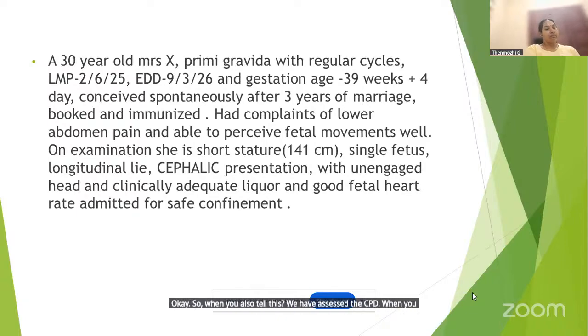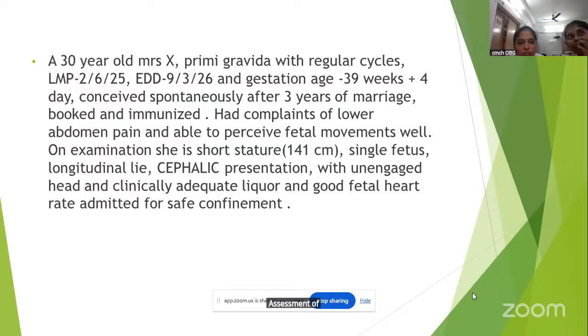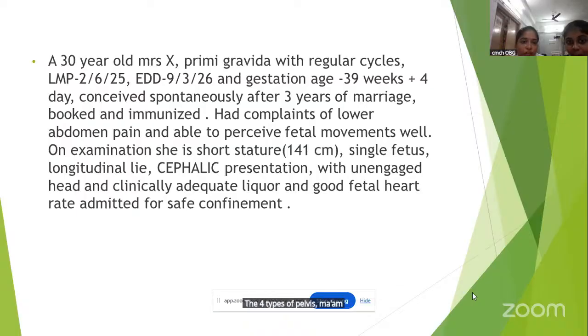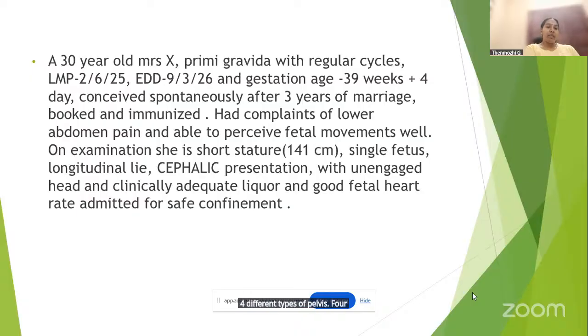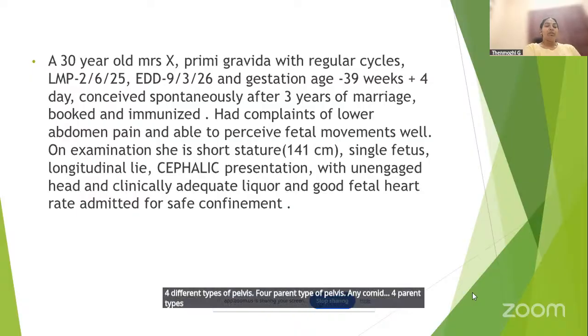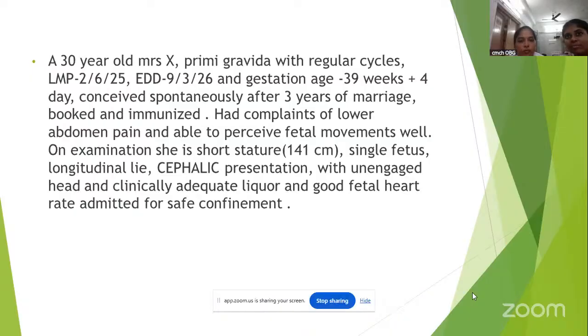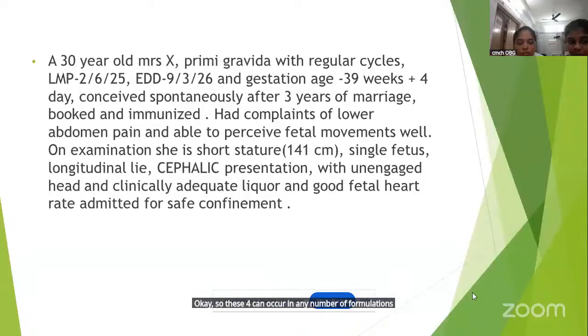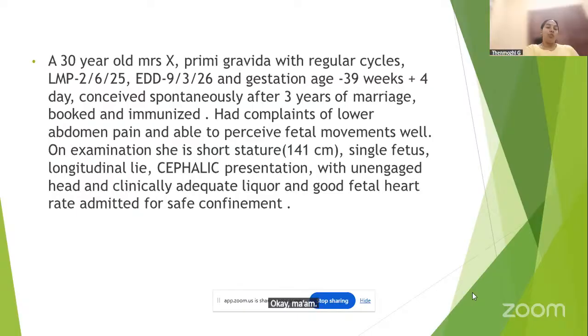When you assess a pelvis, assessment of the pelvis, there are types of pelvis, no? Yes, ma'am. How many types of pelvis are there? There are four parent types of pelvis, ma'am. The posterior half tells about the type of the pelvis. The anterior half tells about the tendency of the pelvis. So these four can occur in any number of combinations. Okay, ma'am.